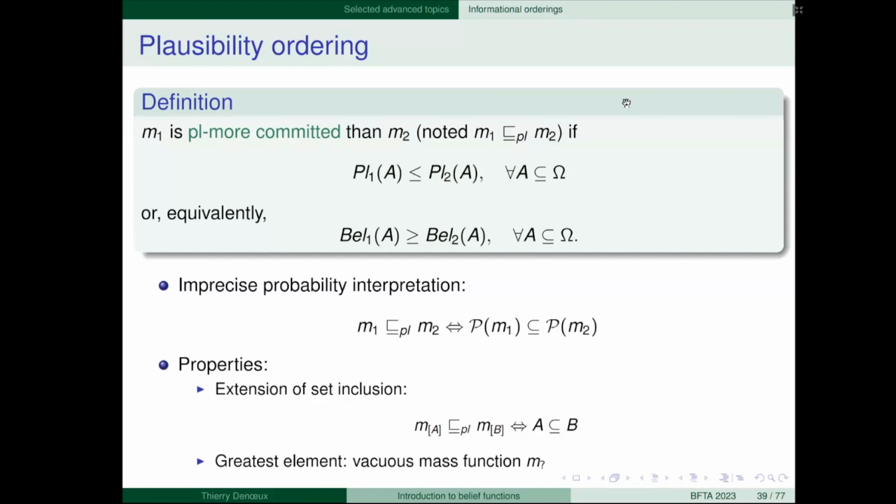So you have these properties. First, it extends set inclusion, so this is really an extension. If you have two logical mass functions, m_A and m_B, m_A is less informative in that sense than m_B if and only if A is a subset of B. And this ordering has a greatest element, which is the vacuous mass function, meaning the vacuous mass function is less informative, less committed than any other mass function. This makes sense because it represents total ignorance. So this is a meaningful notion of ordering of mass functions with respect to their information content.